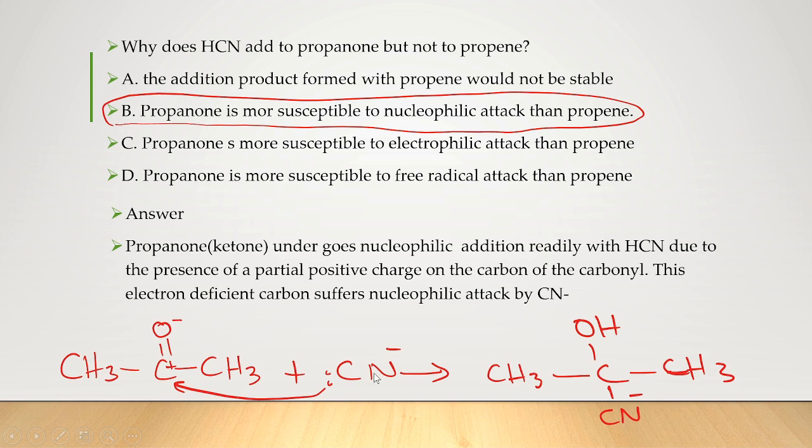Because it's not a radical attack, it is the attack from a nucleophile, only a nucleophile. So propanone undergoes nucleophilic addition reaction with HCN due to the presence of a partial positive charge on the carbon of the carbonyl. This electron-deficient carbon suffers nucleophilic attack by the CN minus. So it is clear.